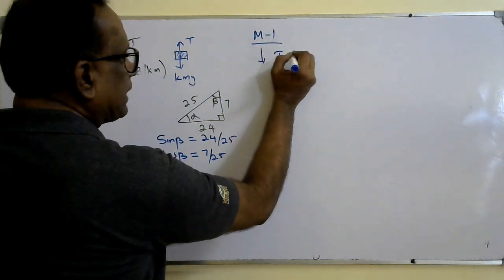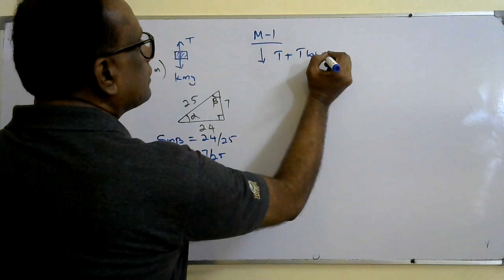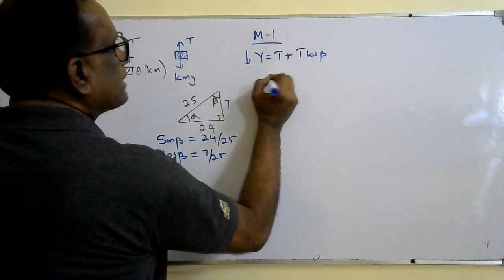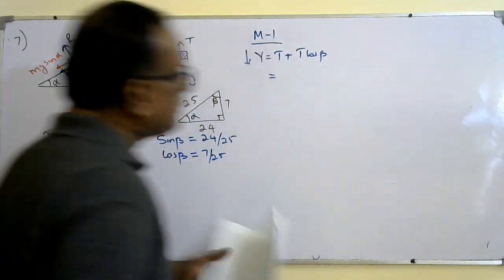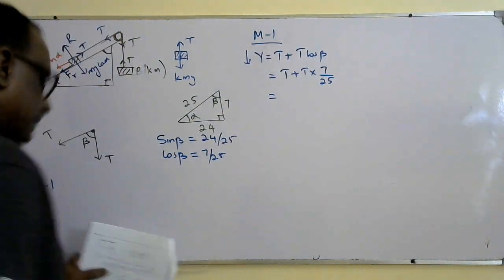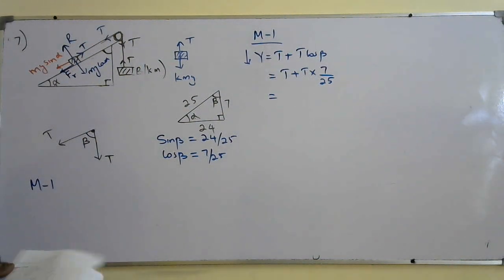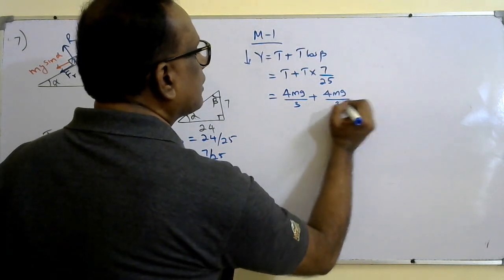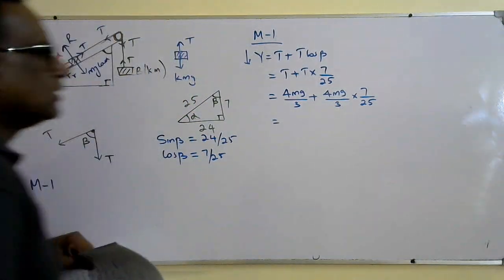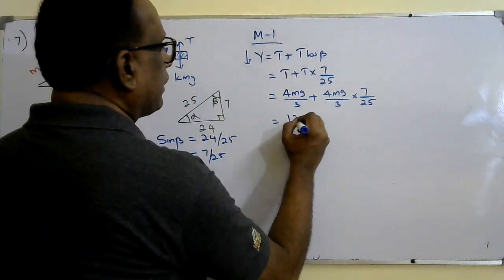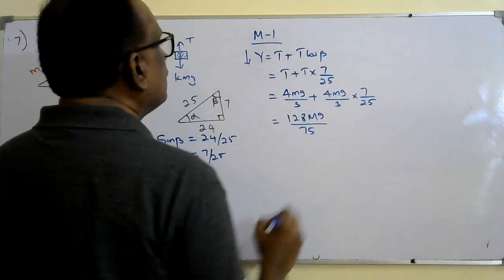So downwards, if I consider T plus T cos beta, so that I can name it the Y downward direction. So that is going to be T, we know that tension is given. We can substitute the tension later. So T plus T into cos beta, 7 over 25. Okay, we'll substitute the values of T. So it's going to be 4 mg over 3 plus 4 mg over 3 into 7 over 25. Okay, so solve that one. It will be 128 mg over 75.